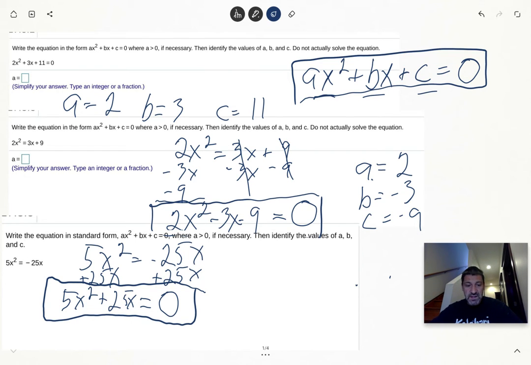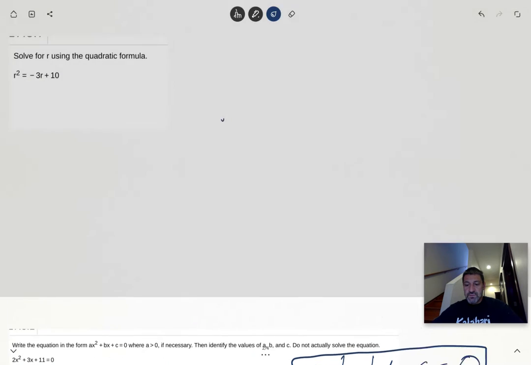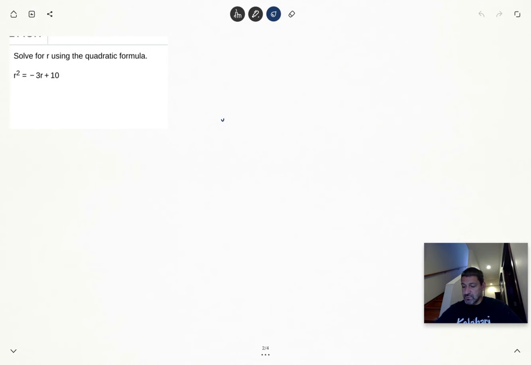How is that one different? It doesn't have a third term. So we see that the term next to the x squared is 5. The term by itself is 25. And since there's not a third term, we're just going to call that 0. All right, now we're going to use this to solve some quadratic equations using the formula.